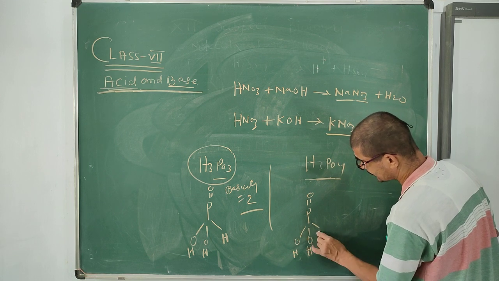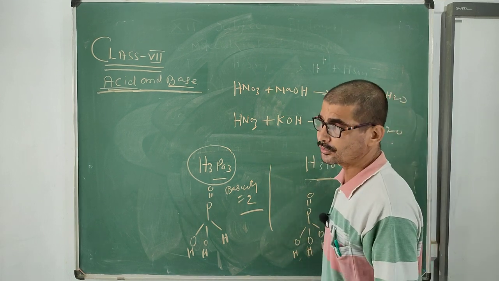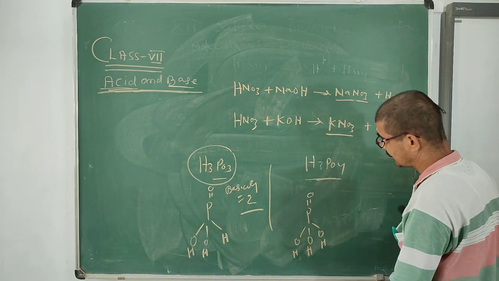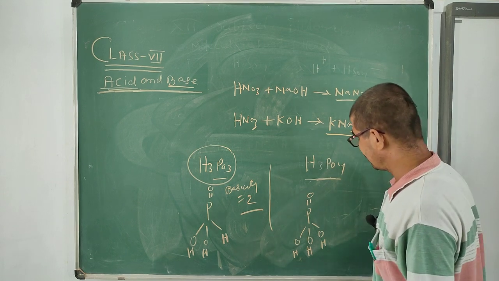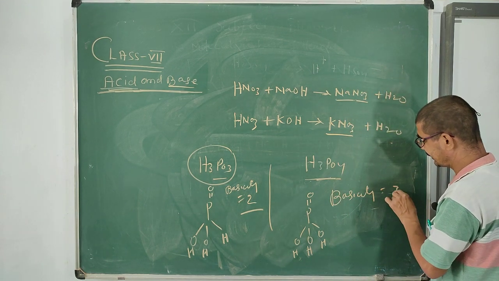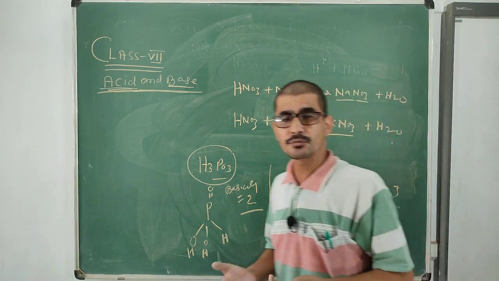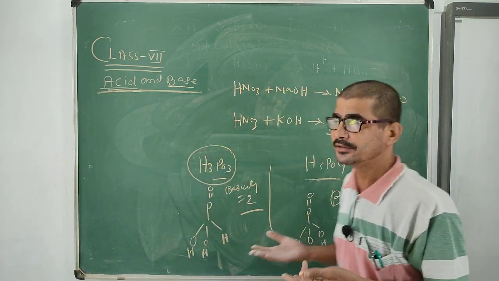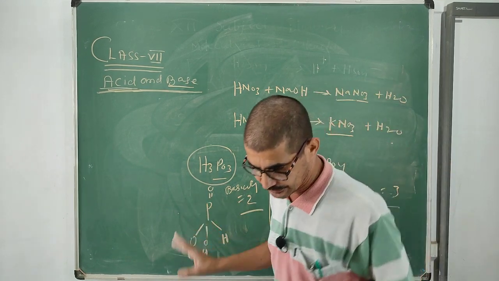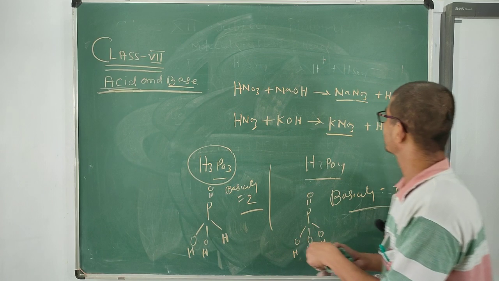Okay, but in case of phosphoric acid, after writing the structure, we can see that all the hydrogens are attached with oxygen and all are replaceable. So it is called a tribasic acid, because its basicity is 3. It means it reacts with base to form 3 series of salt, 3 types of different salt. Okay, so this is the important role of basicity during the formation of salt.